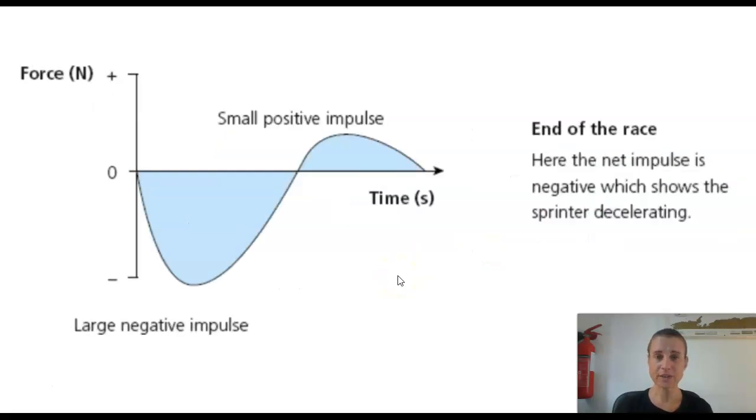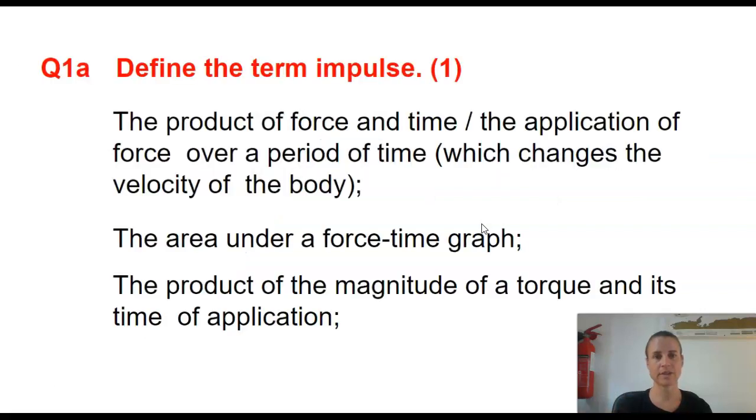Towards the end of the race, they would be slightly slowing down. That means that the negative impulse is going to be larger and the positive impulse is going to be smaller. So the net impulse is negative, which shows that the sprinter is decelerating. The forces are smaller going through the race at that end bit of the race.